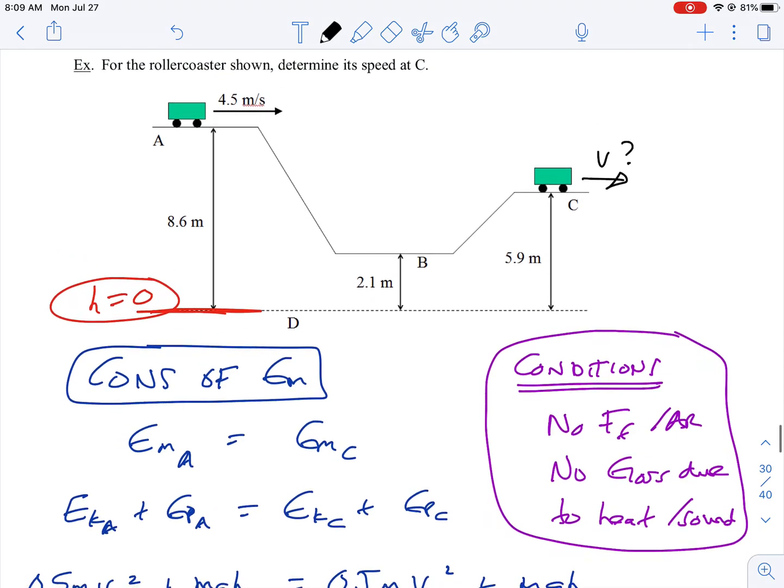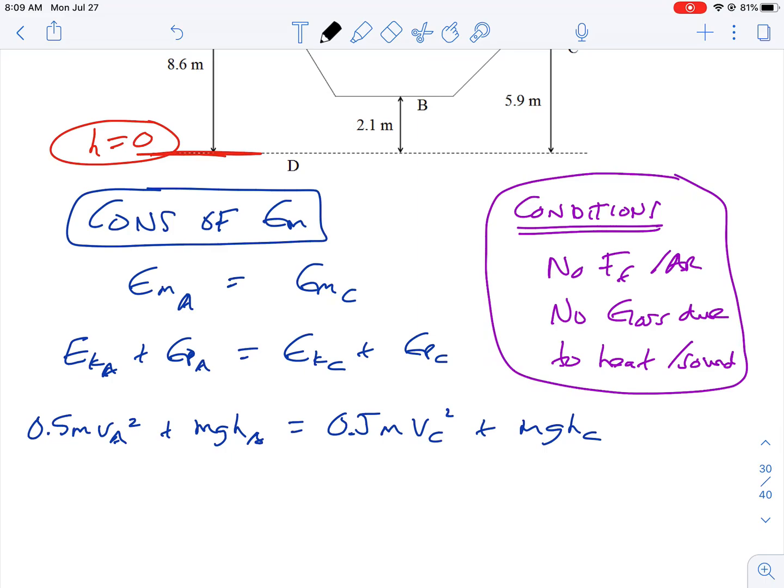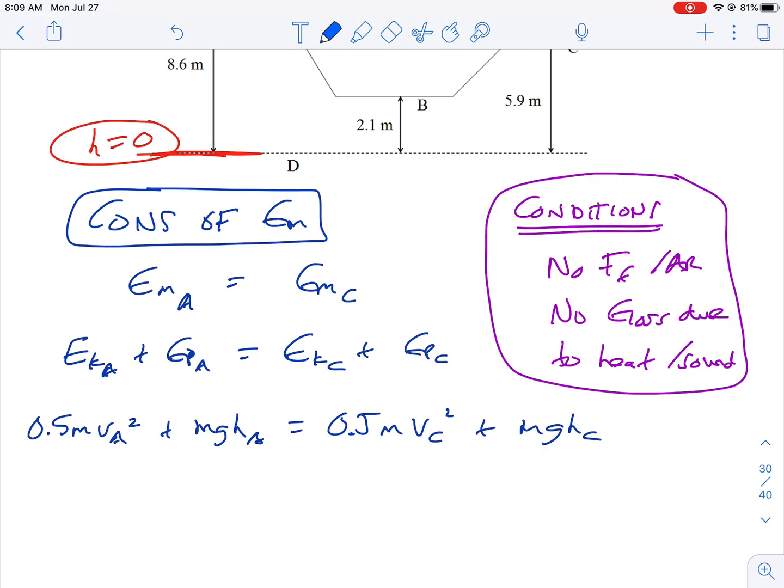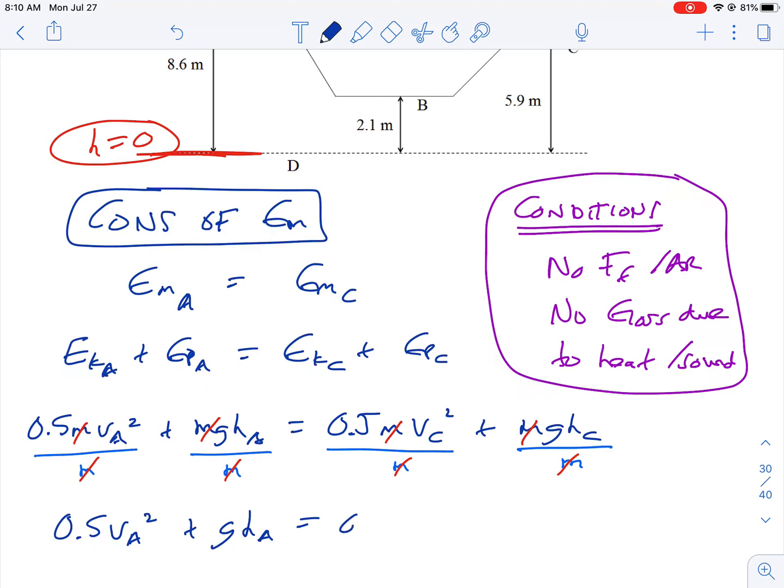But in this question, we don't know the mass. Good news is you don't need to know. Because again, you can divide both sides by mass, which effectively turns into dividing every single term by mass, if you remember that from algebra in math class. And you'll see that the masses cancel. So we're left with 1/2 vA squared plus g hA equal to 1/2 vC squared plus g hC. And really now it's just plug and play all the way through.